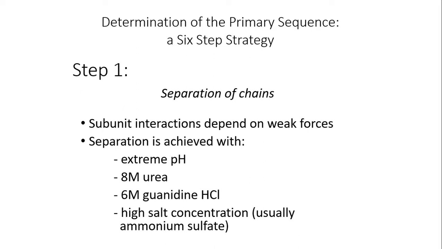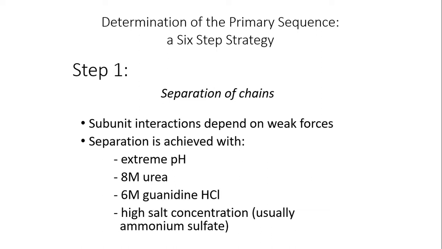So now we're going to talk about the favorite part of my protein discussion, determining the primary sequence of a protein or a peptide. There are 6 steps in this process. We're going to start obviously with step 1. If, and only if, we have quaternary structure with our protein, then we have to separate the chains.